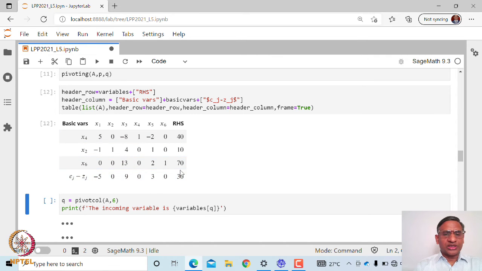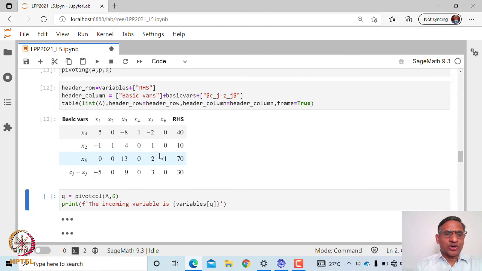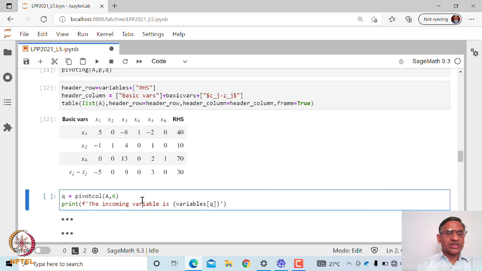At this stage, the value of the objective function is 30, which corresponds to the basic feasible solution x2 equal to 10, x4 equal to 40, x6 equal to 70, and x1 equal to 0, x3 equal to 0, and x5 equal to 0. But that is not optimal because you have a negative coefficient in the reduced cost row. So we will again find out the pivot column, that is, the incoming variable.